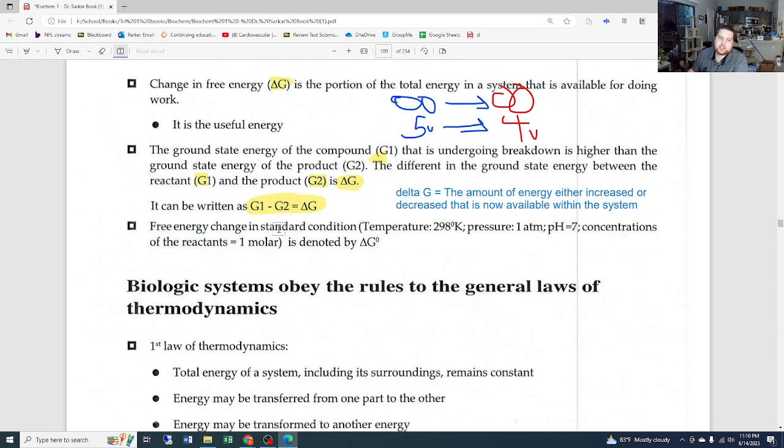So free energy change in standard condition. Here's some of the standards: temperature 298, pressure 1 atmosphere, pH 7, concentrations of the reactants 1 molar, and that is denoted by delta G naught. Okay, these are all of these, the standard condition. These are kind of like the quote-unquote normal settings. Those are like the default settings for our reactions that we measure everything, just to keep it consistent, okay? Just because if we start to mess with those different things, then it becomes a whole lot more math and a whole bunch of other stuff.